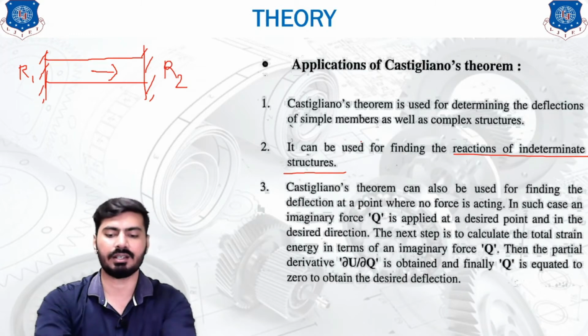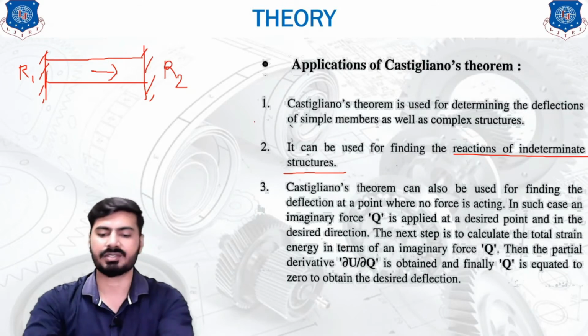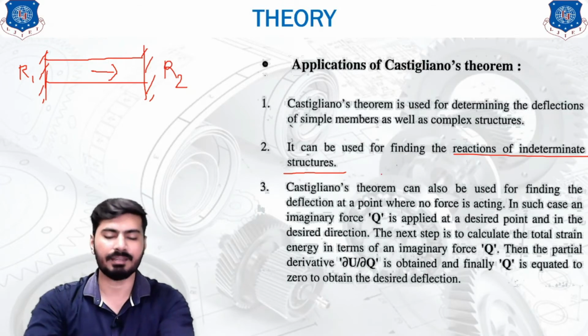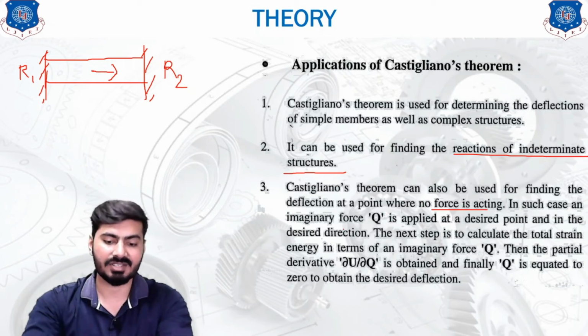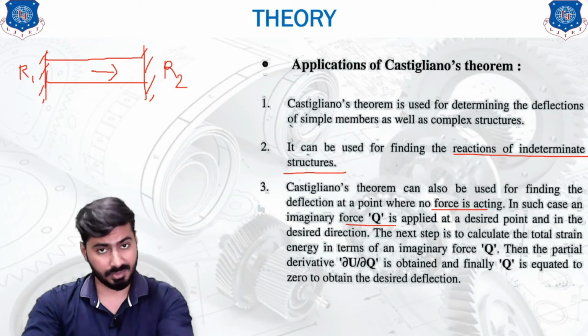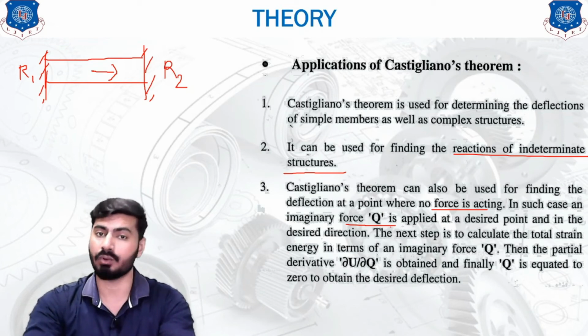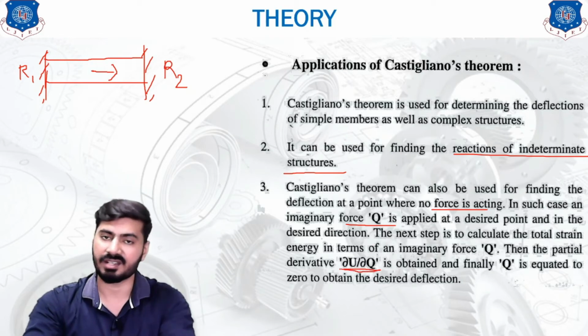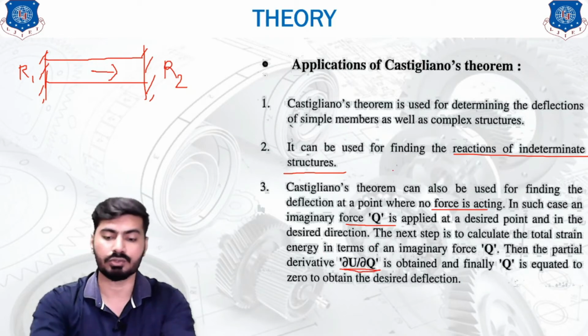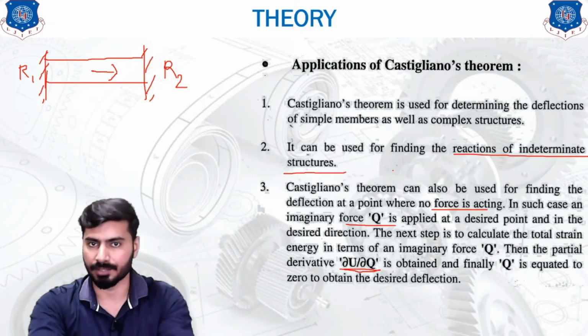So now we will see the other application, and the application is the same which I have already explained in the previous slide. If there is no force acting on the body, and if you want to calculate the deflection at that particular point, then you are going to consider a force which is imaginary, or we are going to assume a force Q which is going to act at point 4 in order to calculate the deflection at that point. Now the deflection can be calculated using Castigliano's theorem, using this equation, that is del U by del Q, and this is how you are going to solve the deflection problem.